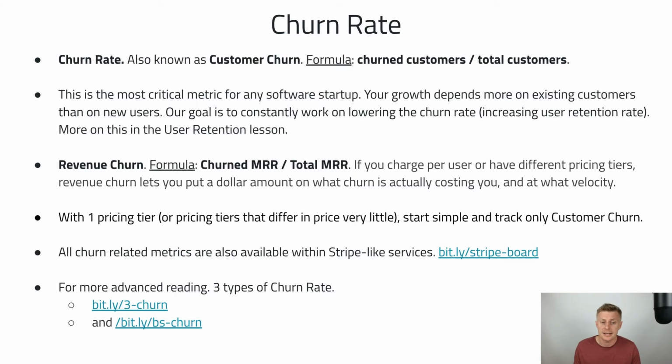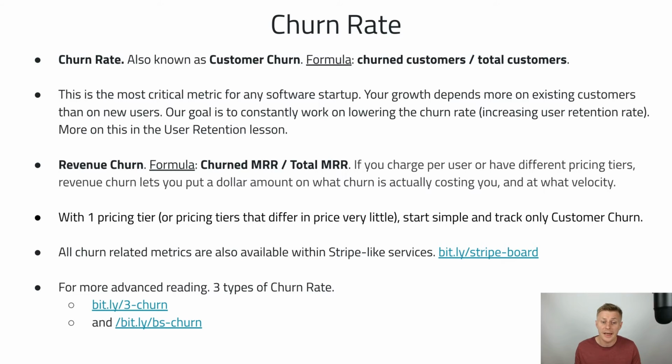So, churn rate is how many paid customers stop using your product over a specific period. Or it also can be measured in percentage compared to your total paid users. Churn rate formula is number of churned customers divided by the total number of your customers.